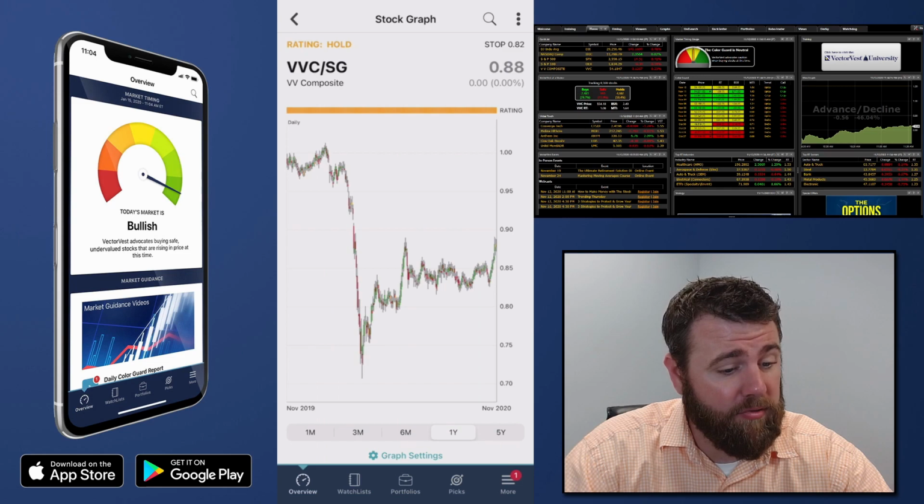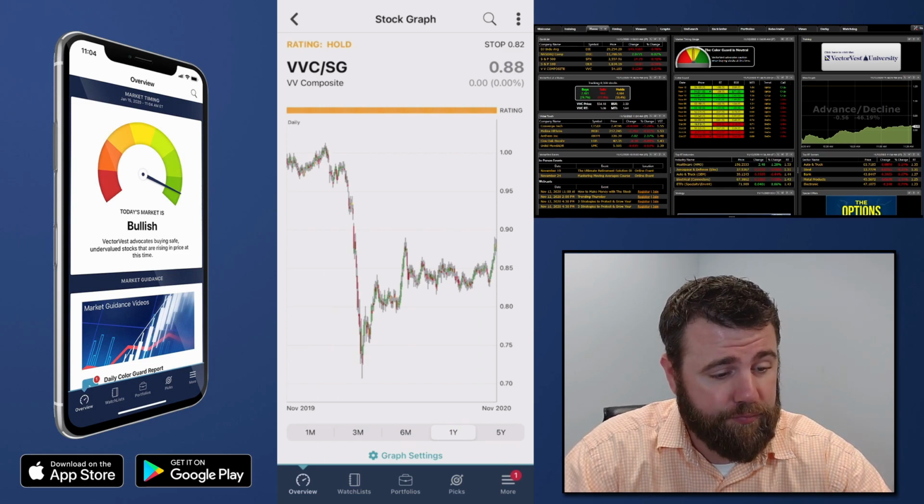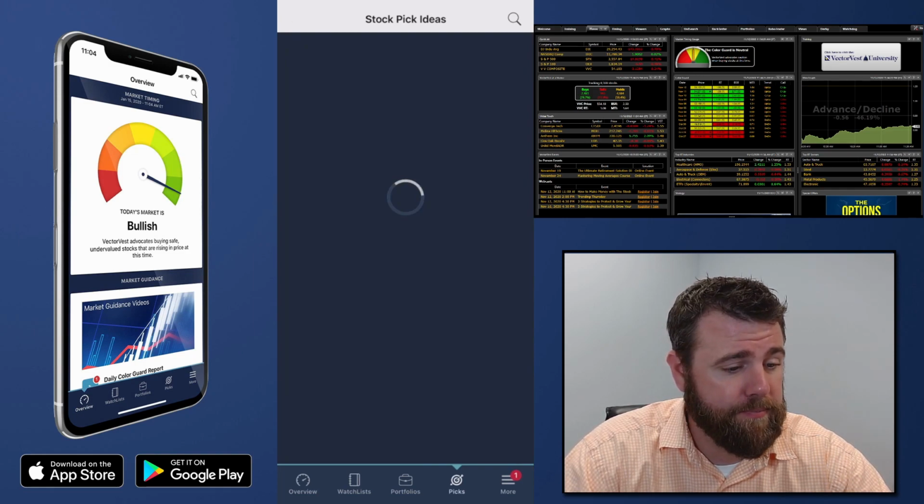Looking at a 1 year, we still have a lot of ground to catch back up on to get back to those all-time highs. Taking a look at the picks.